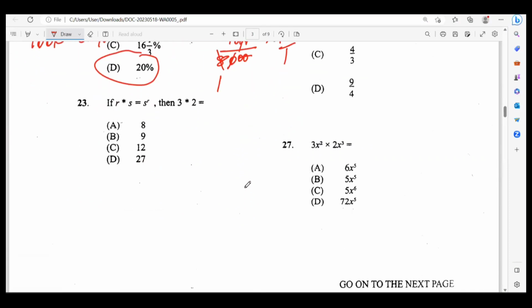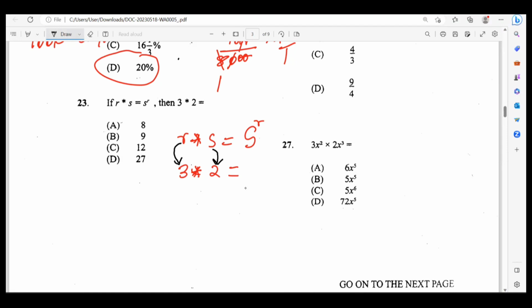All right, we saw this question already. It says if R asterisk S is S to the R, then 3 asterisk 2 is what? Look at the substitution, right? You want to look at the substitution. R is now 3, S is now 2. How did I do that?